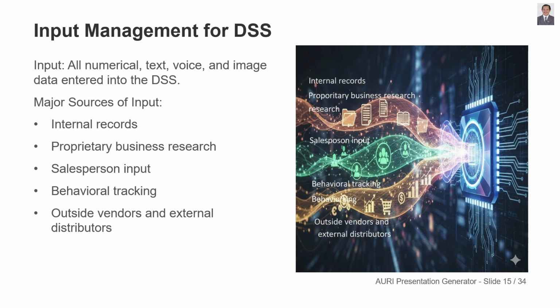The effectiveness and accuracy of any decision support system, or DSS, depend on the quality and relevance of its input data. Input refers to all raw data entered into the DSS. This includes various data types, such as numerical figures, text, voice, and image data. The main sources for this input are varied and help provide a complete picture. These sources include internal company records, proprietary business research, feedback from salespeople, behavioral tracking, and data from outside vendors and external distributors.